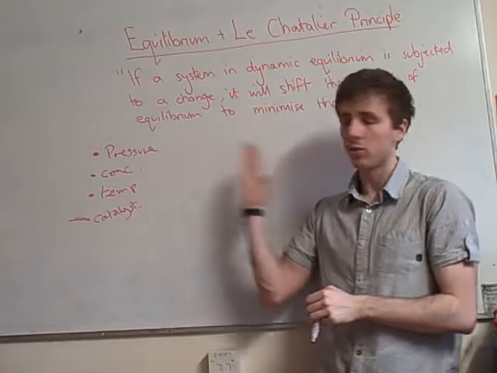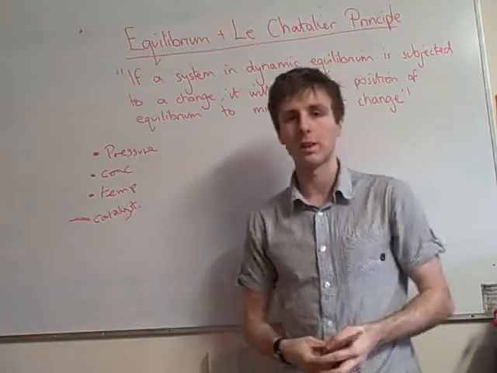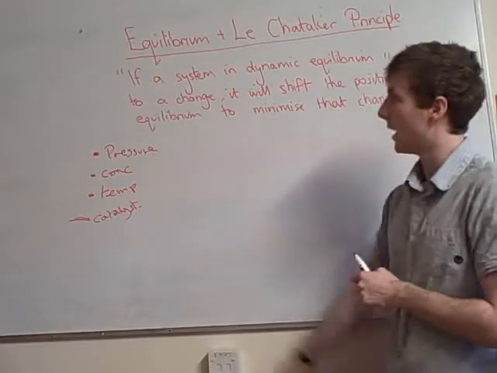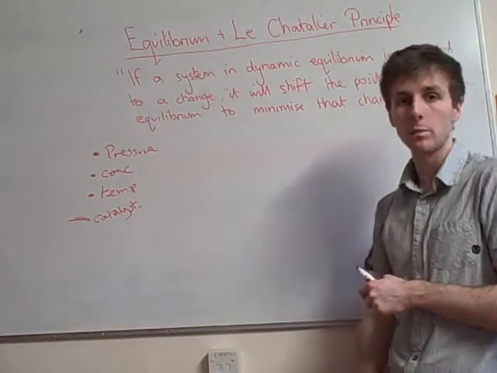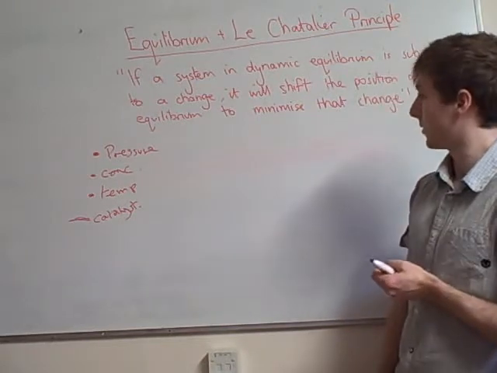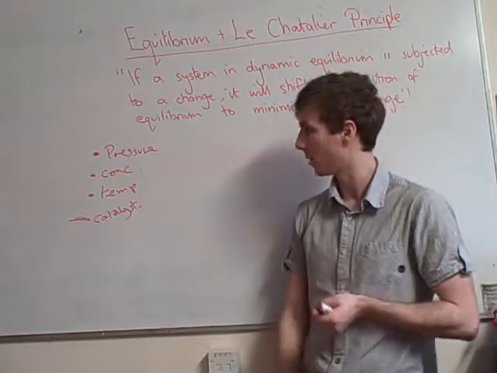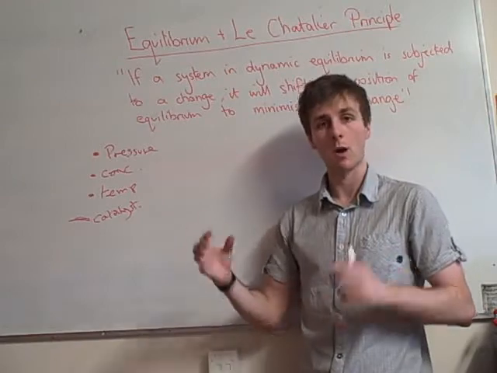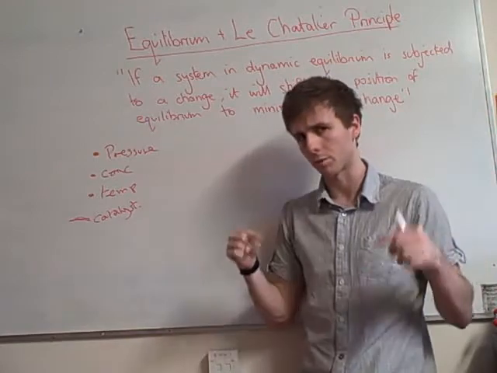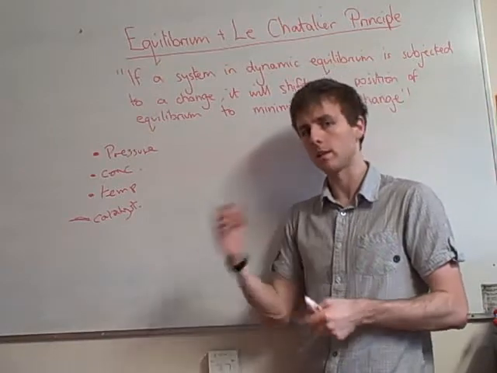Now, all this shifting of positions of equilibrium to make one reaction happen faster than the other, this is basically called the Le Chatelier principle, because it was formulated by a dude called Le Chatelier. And he said this: if a system in dynamic equilibrium is subjected to a change, it will shift the position of equilibrium to minimize that change. So for example, if I increase the pressure of my system, then the position of equilibrium will change to reduce the pressure. If I increase the concentration, it'll change to reduce it, and same with temperature.